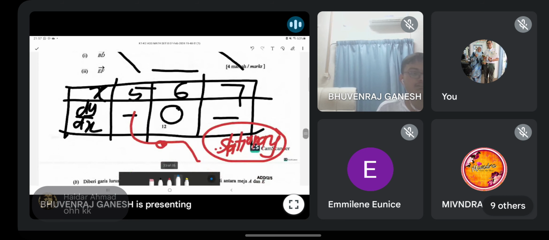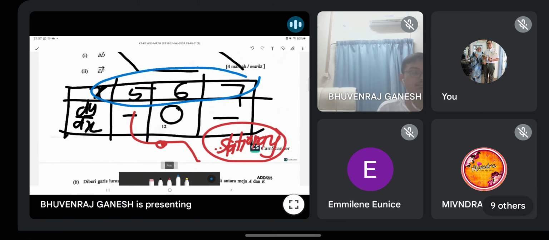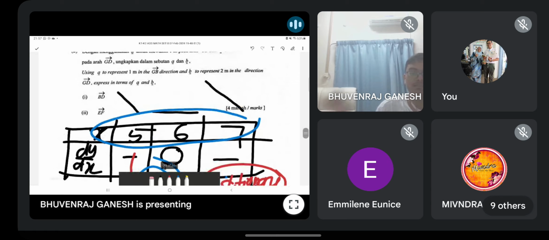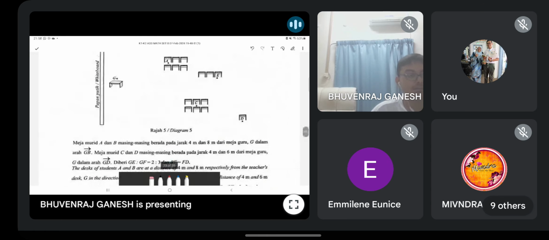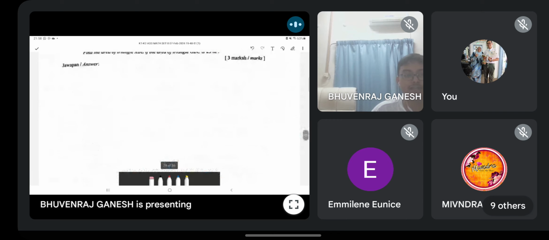Then you just directly choose any point to determine how the stationary point looks. 5, 6, 7. You can take any value you like. Mana-mana pun boleh, as long as you can see the shape, macam mana dia berubah. Okay guys, any more questions you have?